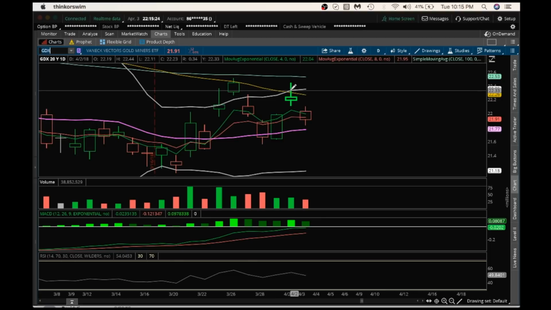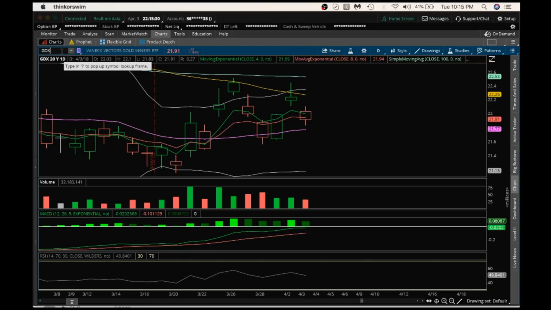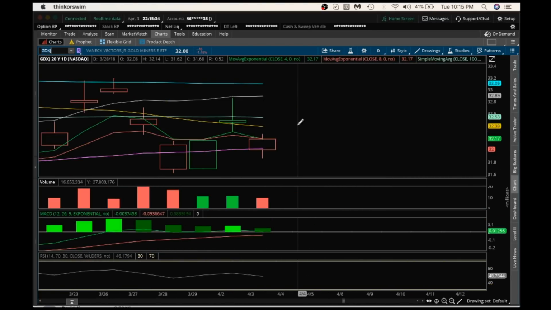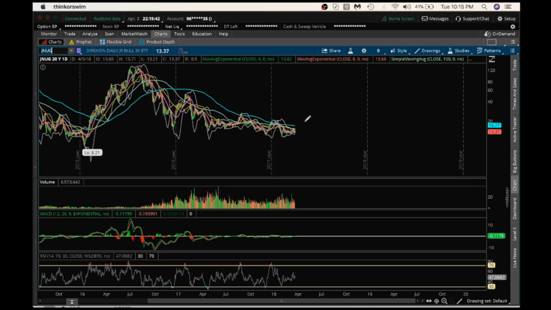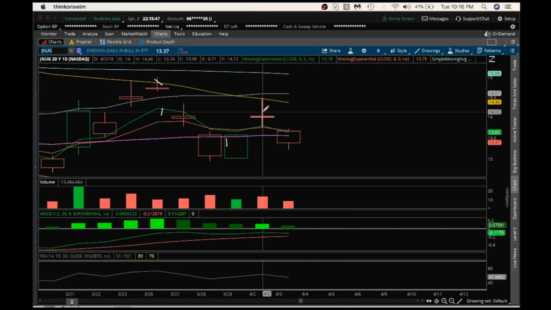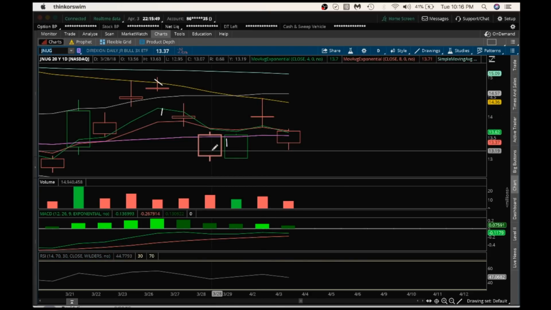And a bull break would be at this point 22.44 on GDX. Bear break would be 21.56. GDXJ: bull break would be at 32.85. Bear break would be a break below 31.62. JNUG, same patterns. Bull break above 14.46. Bear break below 12.95. And UGT.